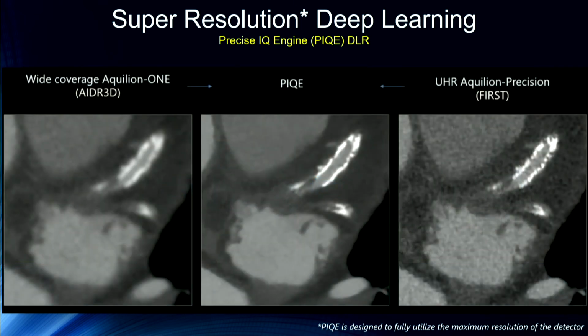And to give you an idea of what this looks like, on the left is a stent case, a conventional image. In the middle is the ultra high resolution image. And this image was trained on the ultra high resolution Precision 0.25 millimeter images. So we're able to get back the resolution from these lower resolution images.